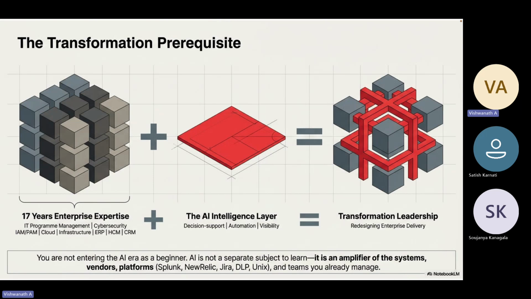So rather than saying, I've been managing the delivery system for the past 17 years, you should be saying, hey, you know what, this is how your delivery system is. And when we add an intelligence layer into this delivery system, this is how we will redesign it with the support of AI. To give us what? To give us decision support, to give us that automation layer, to give us a good amount of visibility.